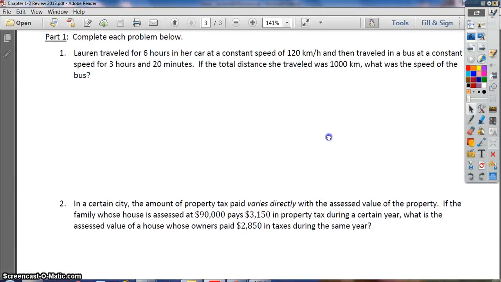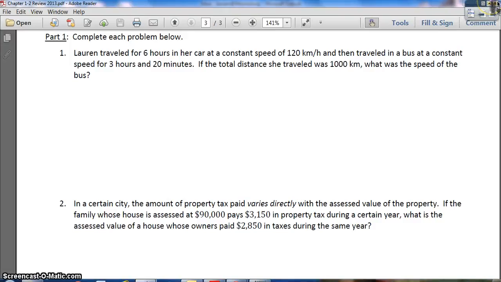Going to your word problems. Lauren traveled for 6 hours in her car at a constant speed of 120 kilometers per hour, then traveled in a bus at its constant speed for 3 hours, 20 minutes. Okay, if the total distance she traveled was 1,000 kilometers, what speed was the bus? So, we got car. Car's rate was 120. Time. How long was she in the car? Does it say? 6 hours. Good. So we got everything we need there because distance equals rate times time.